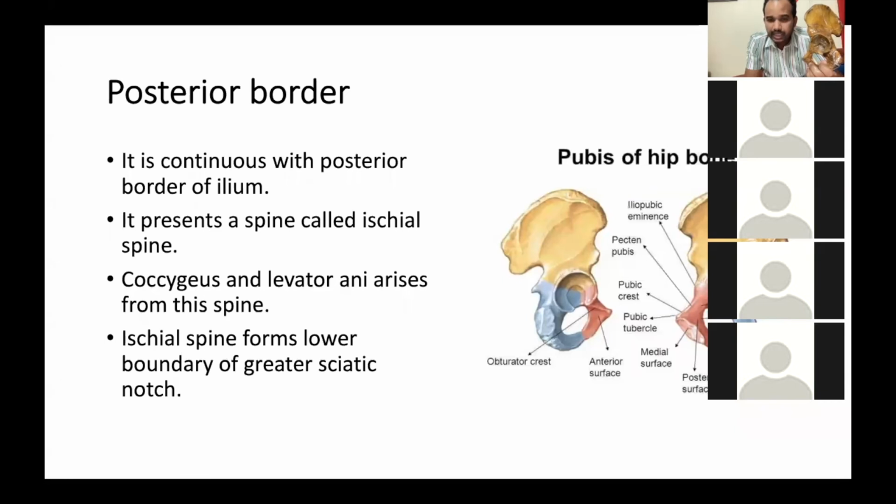Yes, sir. There are some structures which pass through the greater sciatic notch and lesser sciatic notch that we will discuss later, not now. Both these notches are converted into foramens by the attachments of ligaments like the sacrotuberous and sacrospinous ligaments. Both these ligaments convert the notches into foramen. And through these foramens, some structures will pass.